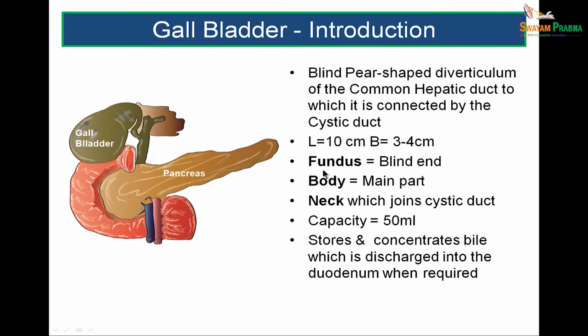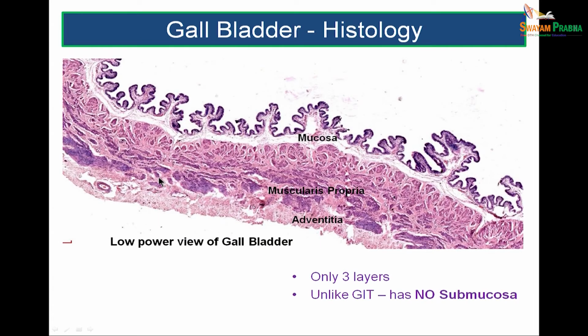The fundus of the gallbladder is a part of the gallbladder at the blind end, which peeps beneath the surface of the liver. The body is the main part, and then there is a neck which joins with the cystic duct. The capacity is around 50 ml, and it stores and concentrates bile. Let's look at the histological slide of the gallbladder. In a low power view, this is what you see.